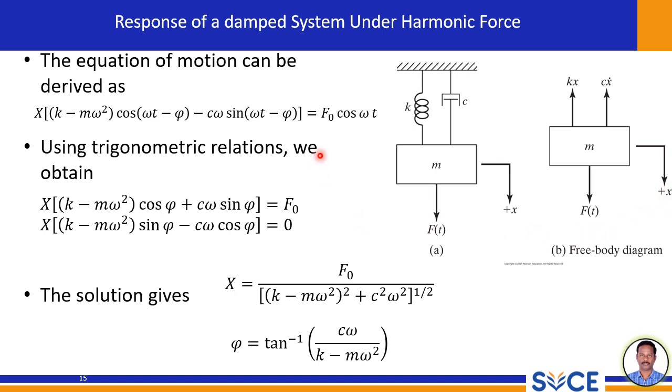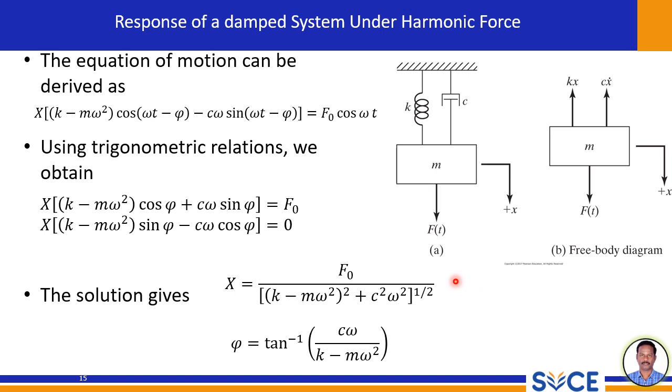Using trigonometric relationships, we can separate this equation into two parts, in such a way that the equations allow us to solve for amplitude x and the phase angle. Hence, we get these two equations, number 2 and 3. The solution of this will be x equals F naught by this, and phase angle phi is tan inverse of this. These two equations are very crucial for understanding how damping affects the system response.